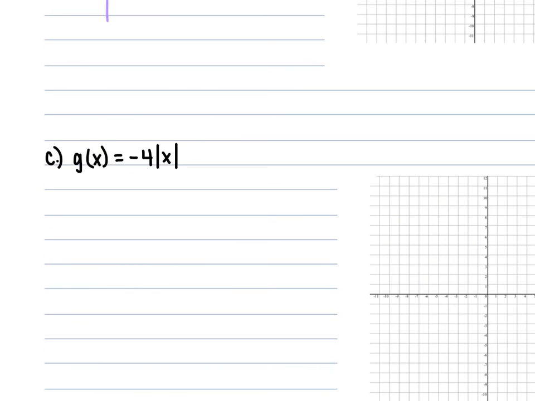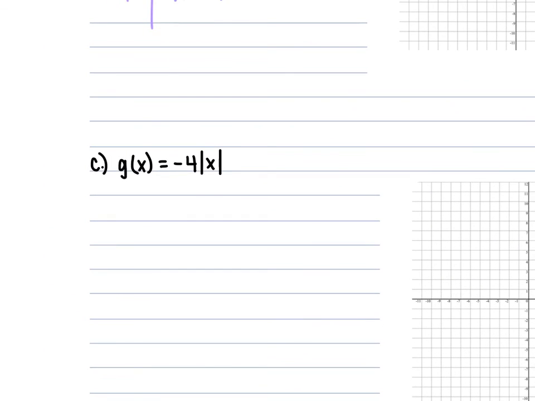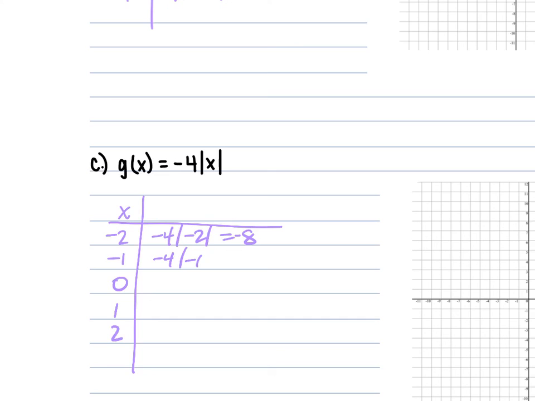For C, we have g of x is equal to -4 times the absolute value of x. So again, just picking x values that will work. I'm going to do ones like -2, -1, 0, 1, and 2. So I plug these in. -4 times the absolute value of -2 is -8. I'm sorry, -4 times the absolute value of -1 is -4.